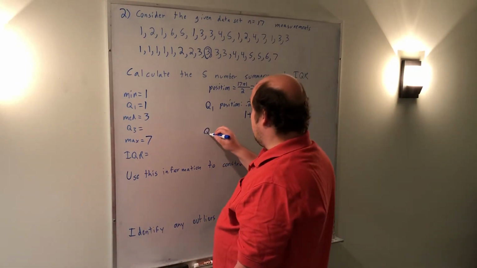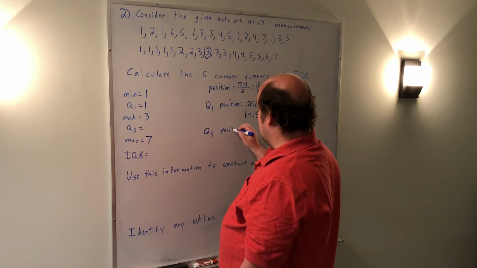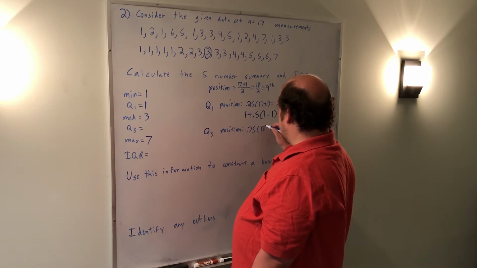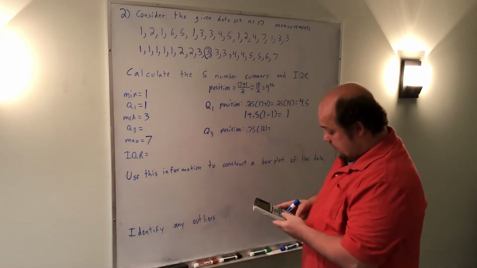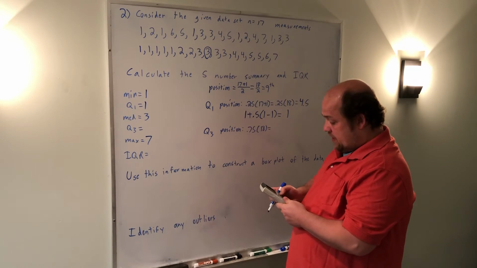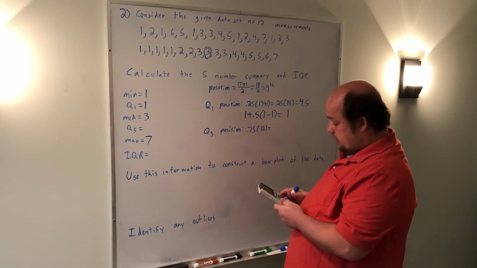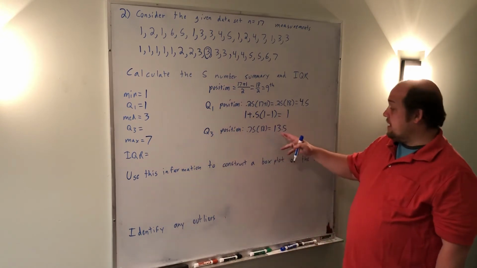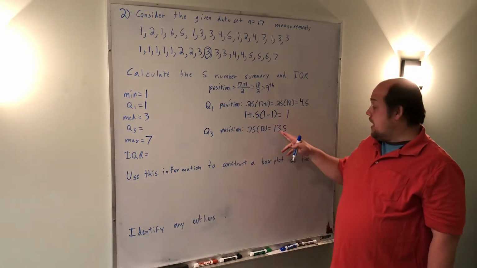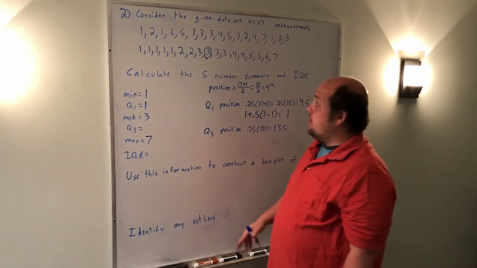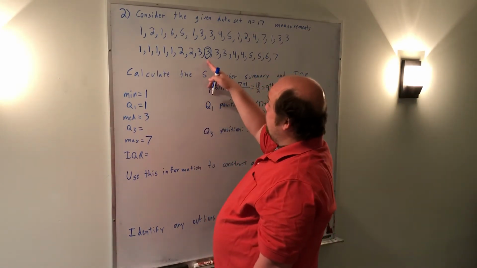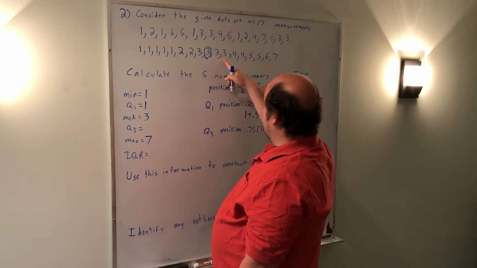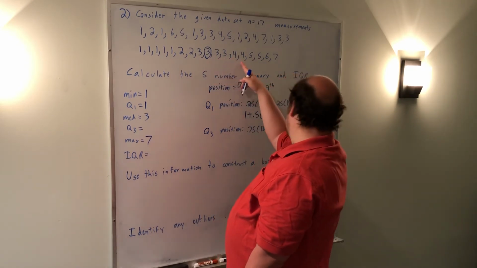Same general idea for Q3. In this case, it's going to be 0.75 times 18. When I put that in my calculator, 0.75 times 18 should give me 13.5. What that tells me is that I start at the 13th number and I go 0.5 towards the 14th number. We know 3 was our median or 9th number, so 10th, 11th, 12th, 13th number.